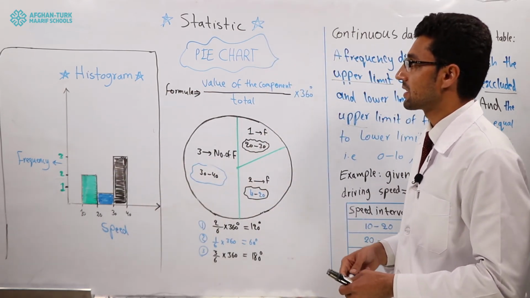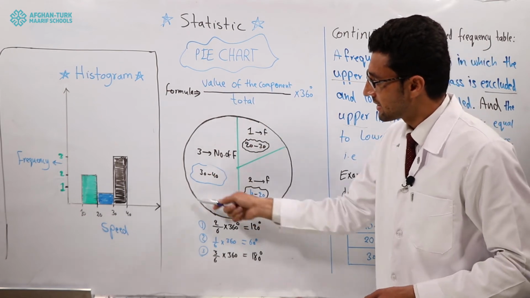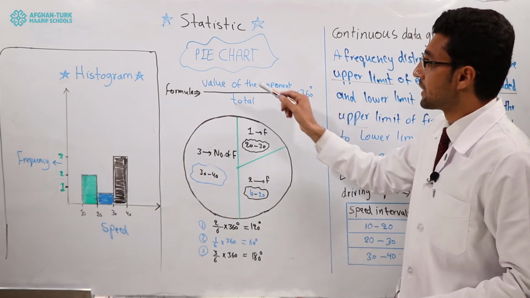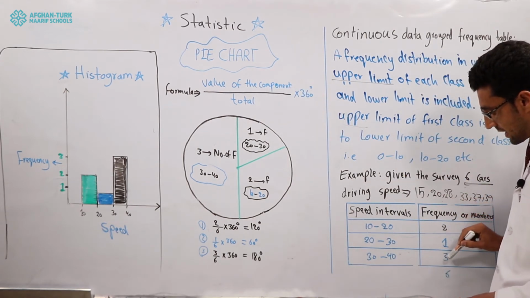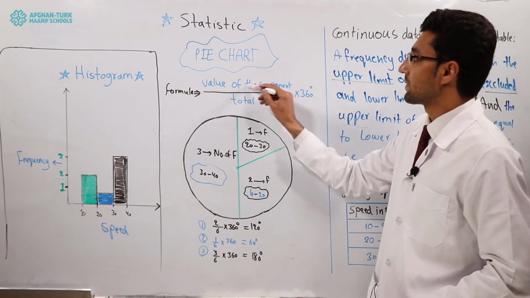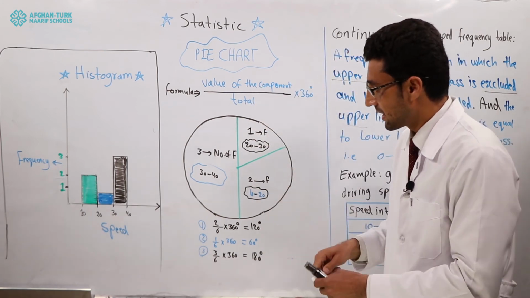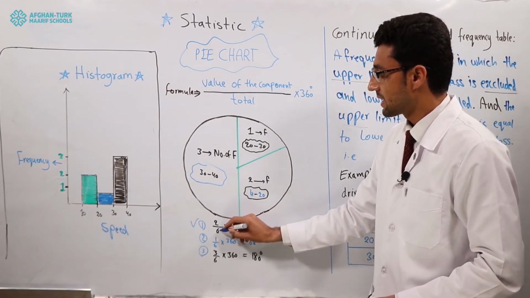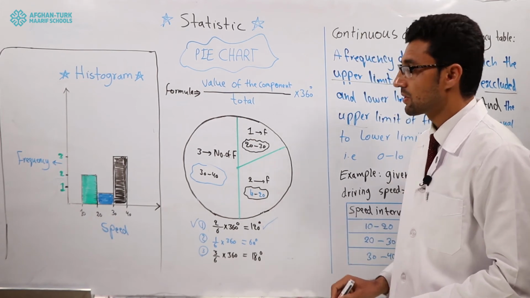And here we have a different type of graph which is called a pie chart. It has a formula. You know that a circle has 360 degrees. So the formula says that the value of the component, meaning the frequencies 2, 1, 3, over the total, which is 6, multiplied by 360. We can show them in this graph. So for number 1, because we had 2, it is 2 over 6. What is 6 here? Total. 2 over 6 multiplied by 360 is 120 degrees.